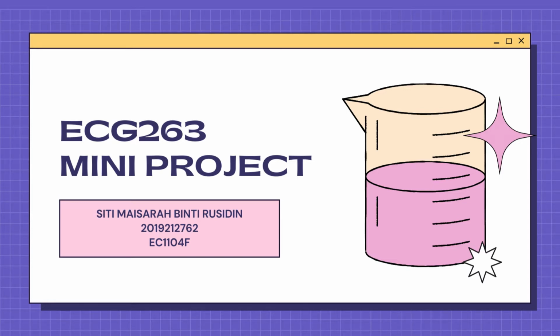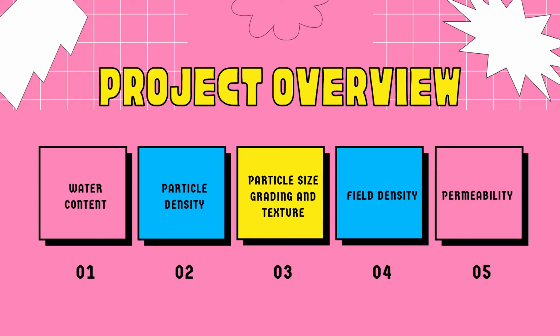In this video presentation, I'm going to present about my mini project. In this mini project, 5 different experiments are carried out in order to study the characteristic of soil. All of these experiments are water content, particle density, particle size grading and texture, field density, and permeability.